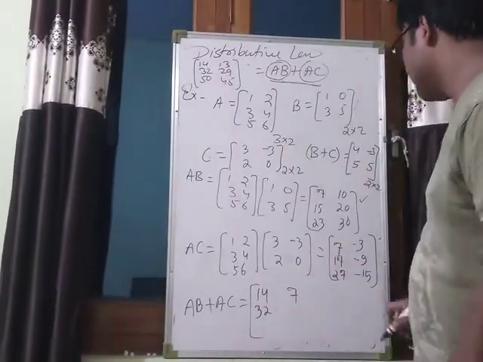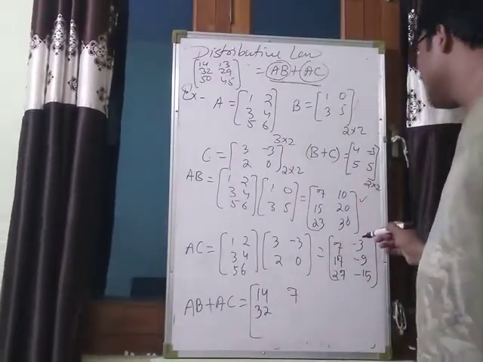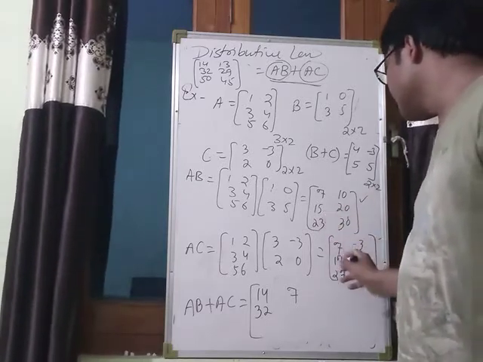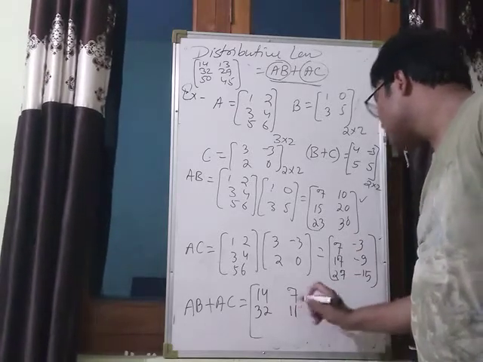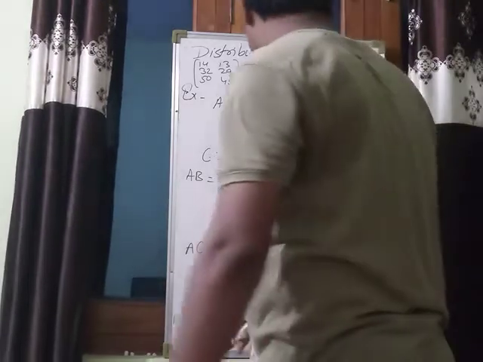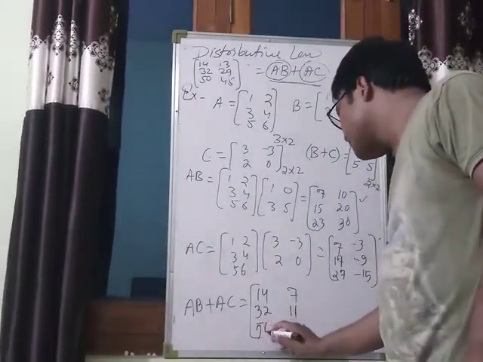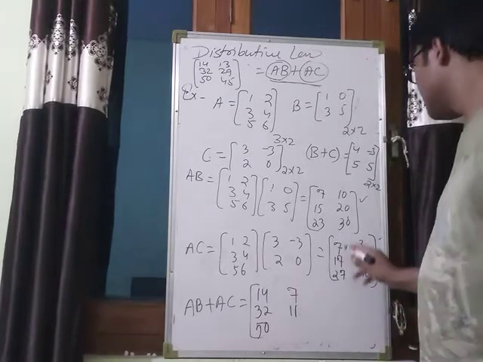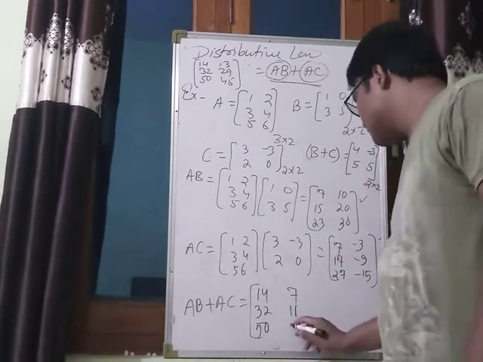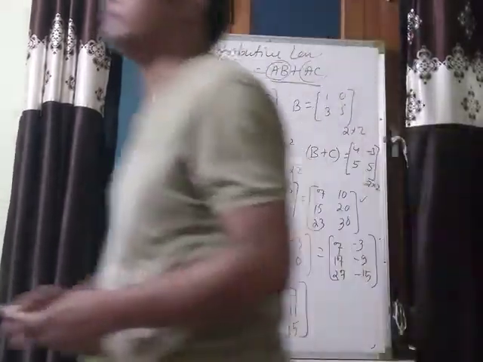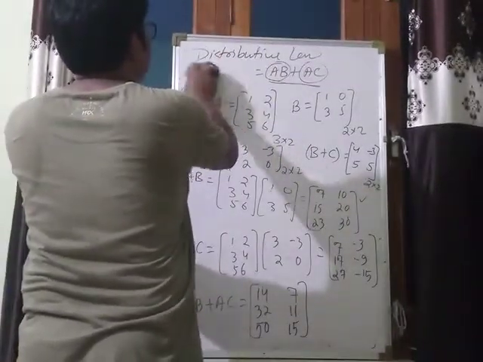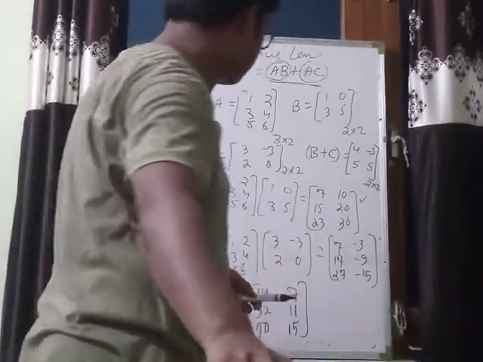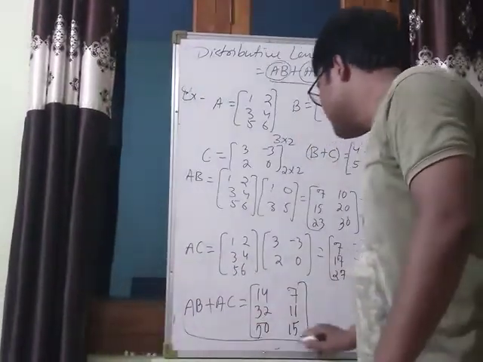Here AB plus AC, that will be 7 plus 7, 14. 10 minus 3, that is 7. 15 plus 17, 32. 20 and minus 9, that is 11. And 23 plus 27, that is 50. And 30 and minus 15, that will be 15. So this is AB plus AC.